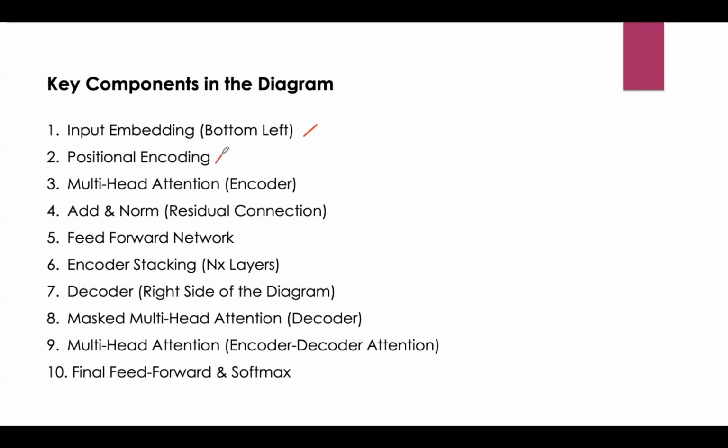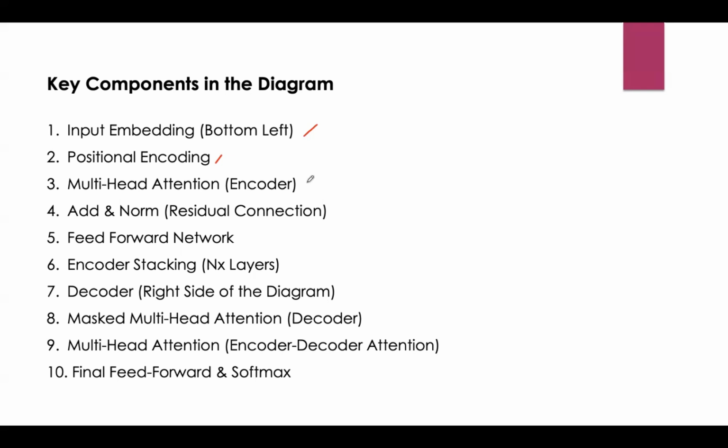Then coming to the positional encoding part. Since transformers do not process words sequentially like RNNs, we add these positional encodings in order to retain word order information. Positional encodings are sine and cosine functions that add a unique signal to each word position. I'll tell you in the example how these sine and cosine functions are added.